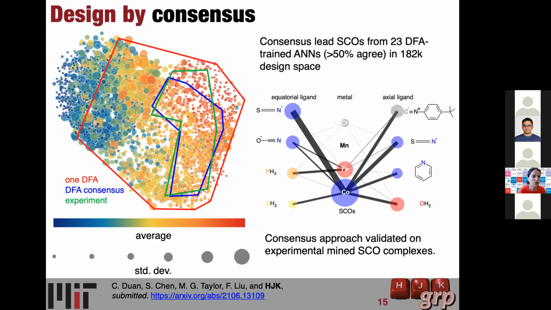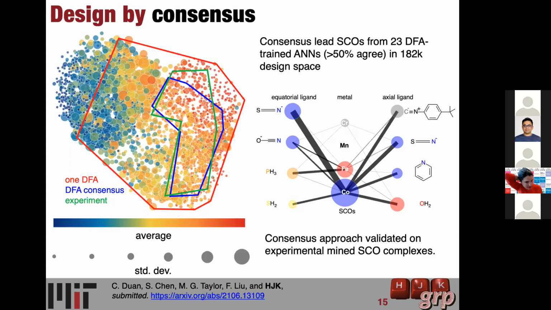And so what you can see is across the space of around 182,000 candidate materials, if we just pick on one DFA, in this case B3LYP, it tends to think a much wider space of materials can make a good spin crossover compound than have ever been observed experimentally. What I'm calling experiment on this slide is any text-mined structure that could be obtained where spin crossover had been observed, that was what the material was studied for. So that's what experiment is here.